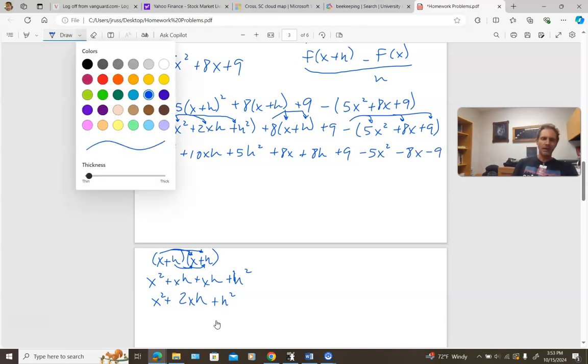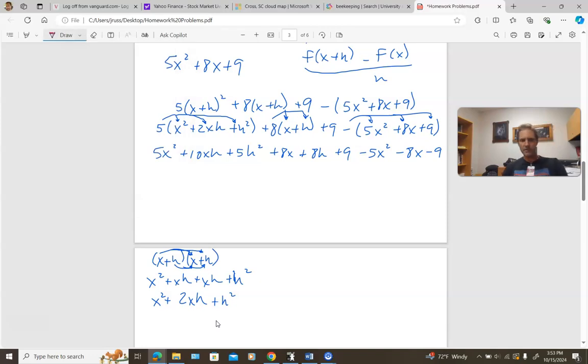And this is the point, guys, where you should have some major canceling going on. 5x squared minus 5x squared, 8x minus 8x, and 9 minus 9. Okay, that's everything that we can cancel. So what we have left is 10xh plus 5h squared plus 8h. Now, before I put it over the h at the very end, I need to pull an h out of all three of these terms because they all have at least one h.